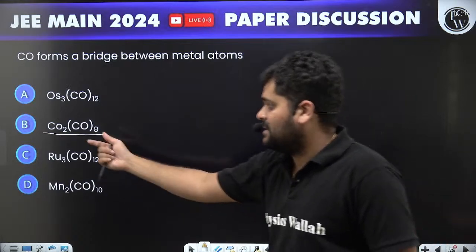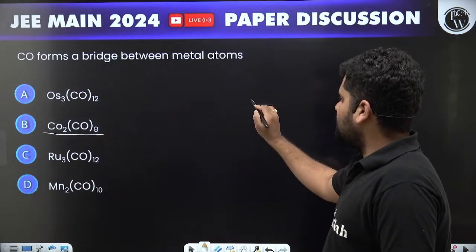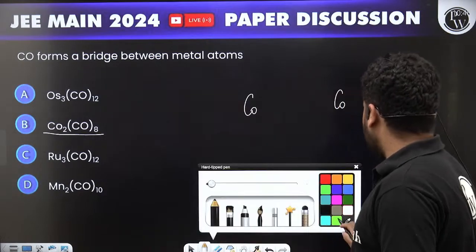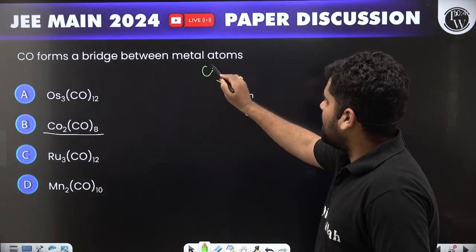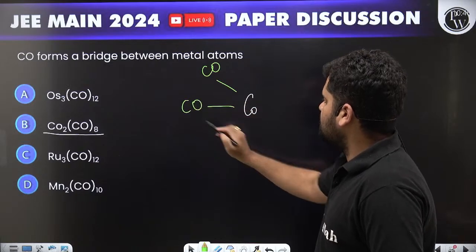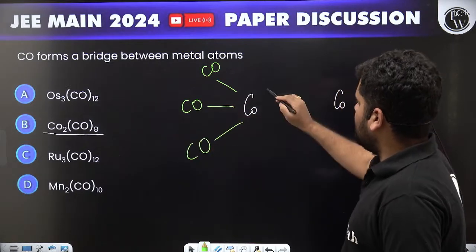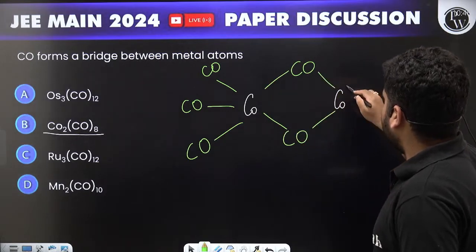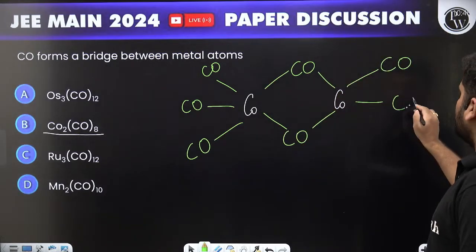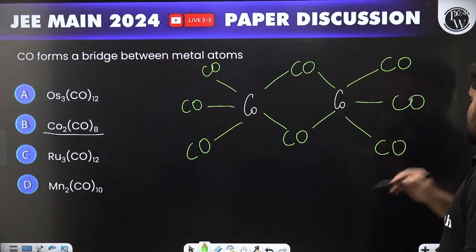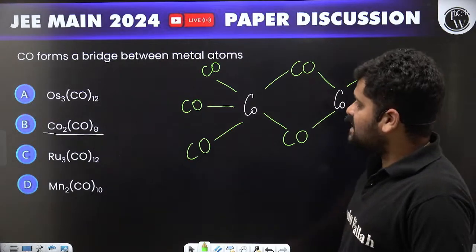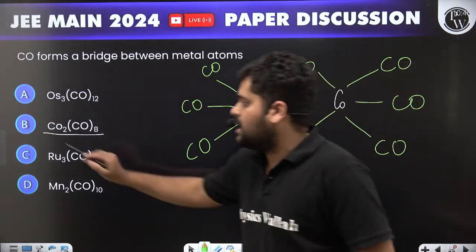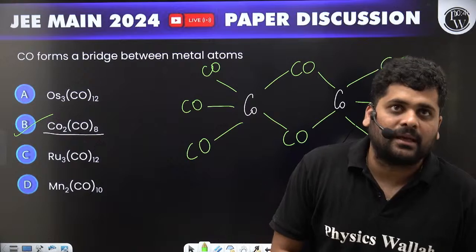In that we have the Co2(CO)8. The structure would appear like this: CO and again CO over here, and then we have carbonyl molecules represented like this. Again we have a carbonyl bonded, and we have carbonyl and carbonyl, right? So this would be given in your NCERT textbook. So the correct answer for this question is going to be option B, right?